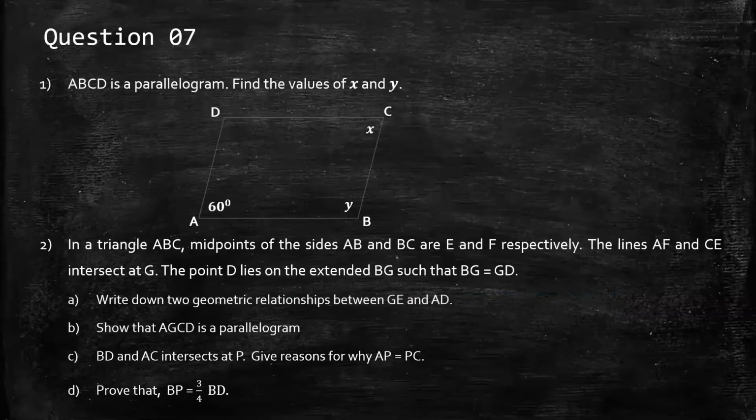Yes, and this is question number 7. You can see two questions under that. The first one is: ABCD is a parallelogram, find the values of x and y. The other one is: in triangle ABC, the midpoints of the sides AB and BC are E and F respectively. The lines AF and CE intersect at G. The point D lies on the extended BG such that BG equals GD.